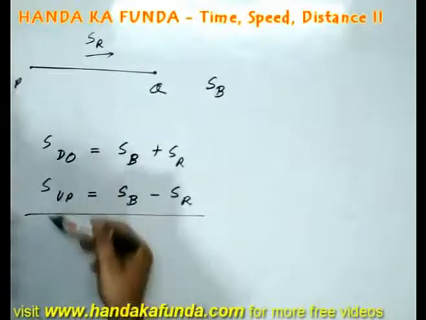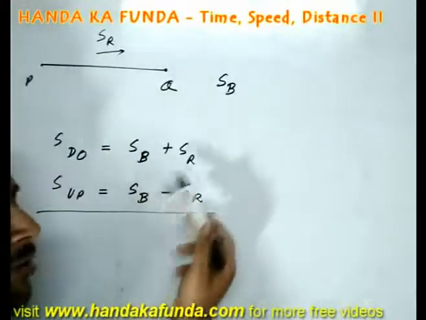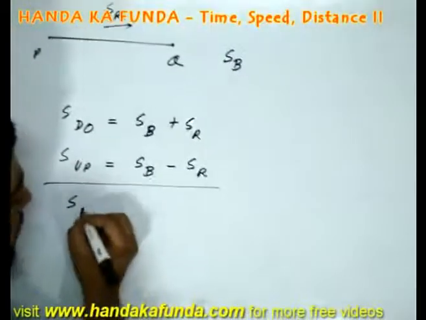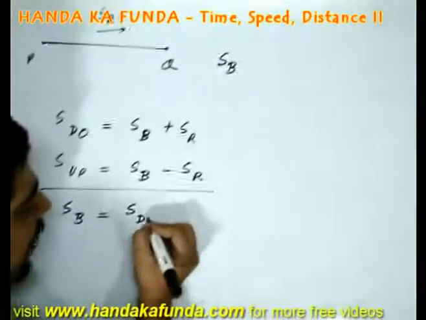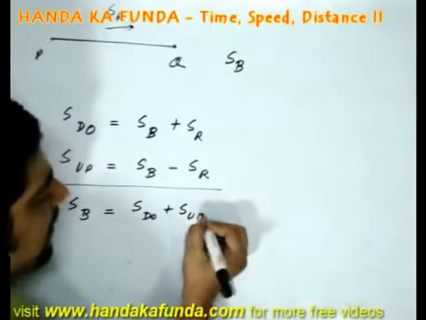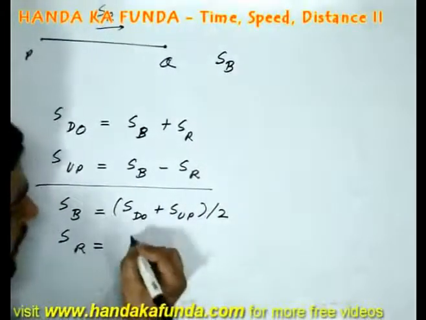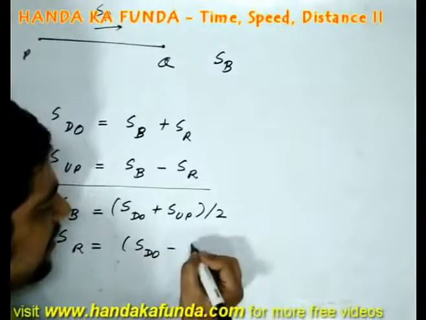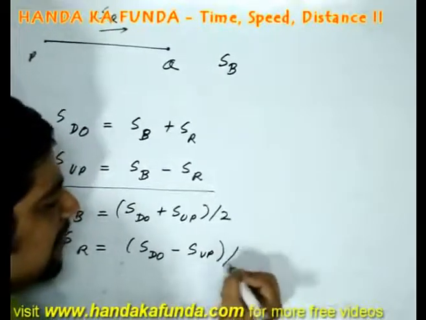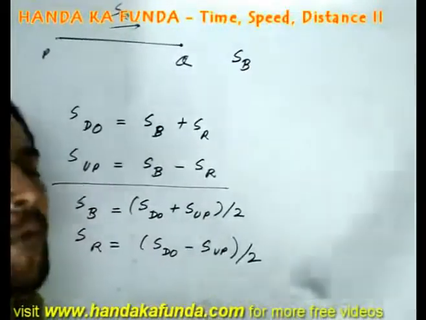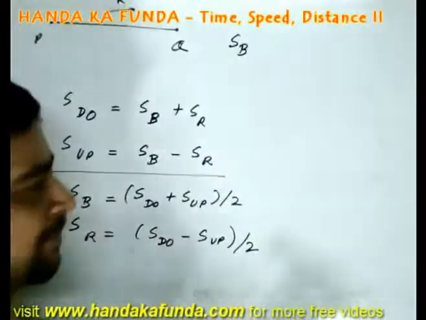What if I am given the downstream and upstream speed? Can I find out the speed of the boat and the speed of the river? Yes, I can. Speed of the boat will be given by downstream speed plus the upstream speed by 2, and the speed of the river will be given by downstream speed minus the upstream speed by 2. The point to note is the downstream speed will always be more than the upstream speed.